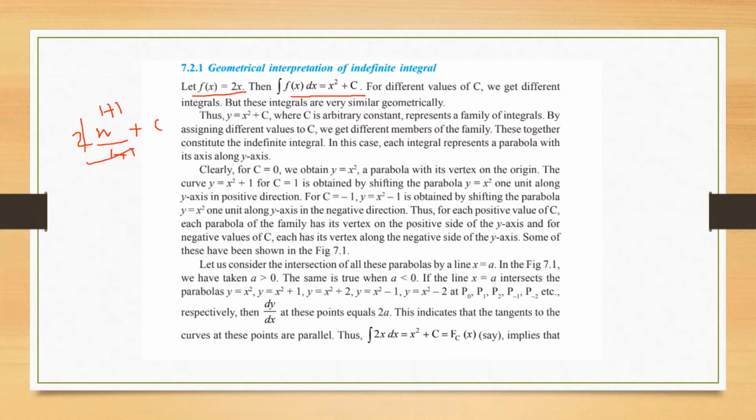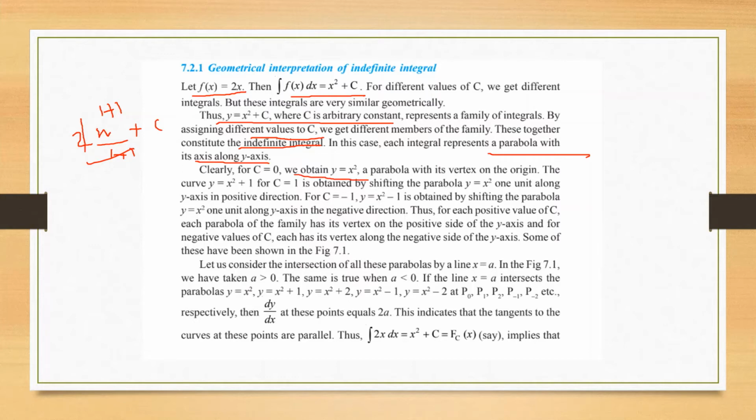Now for different values of c, we get different integrals, but these integrals are very similar geometrically. Like y equal to x square plus c, where c is an arbitrary constant. It represents a family of integrals by assigning different values to c. So we get different members of this family, which together constitute the indefinite integral. Now each integral represents a parabola. As you can see, it's a quadratic polynomial with its axis along the y-axis. And for c equal to 0, we get the parabola y equal to x square, with vertex at origin.